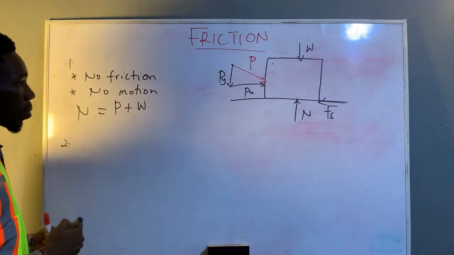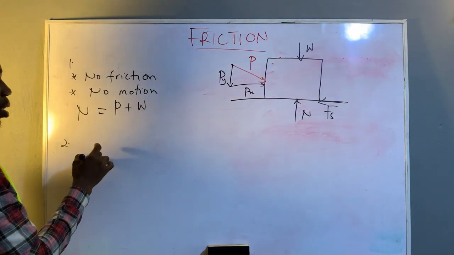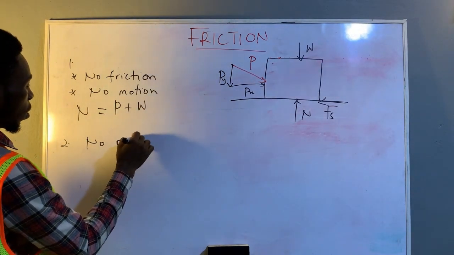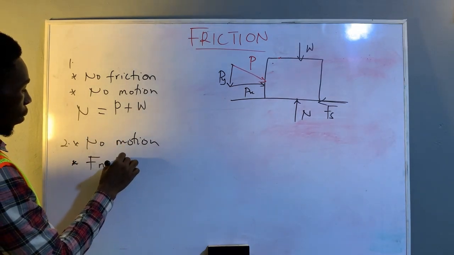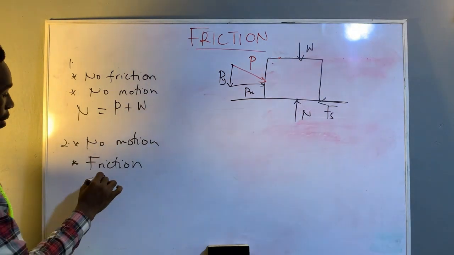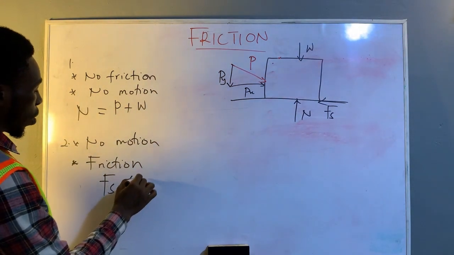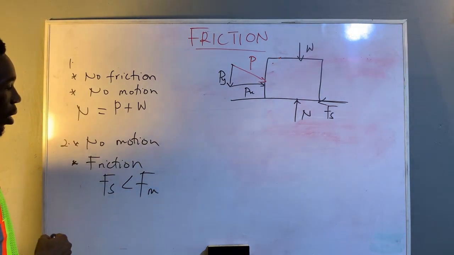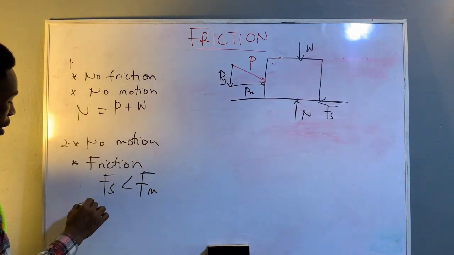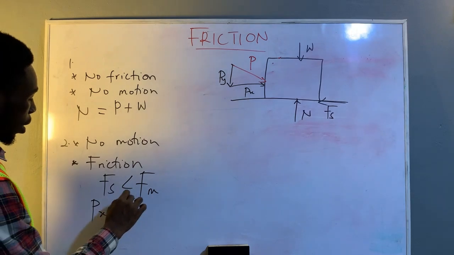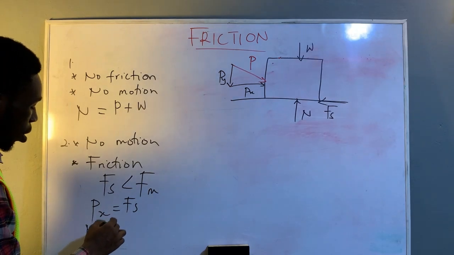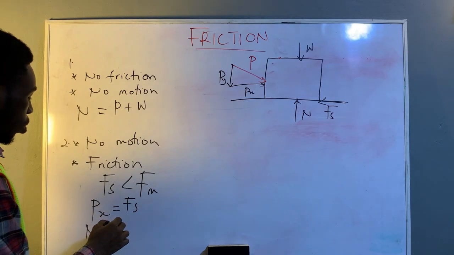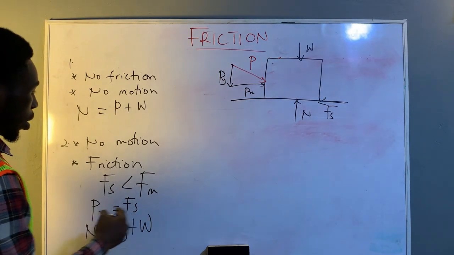So for the second case, there is no motion, and there is friction. The static friction force is less than the maximum friction. The x component of the applied force is equal to the static friction. The sum of the forces in the y direction gives the normal force equals the y component of the applied force, Py, plus the weight force. This is the second case.